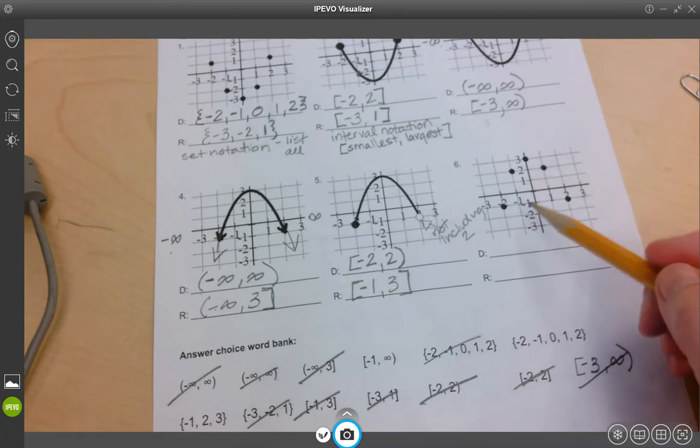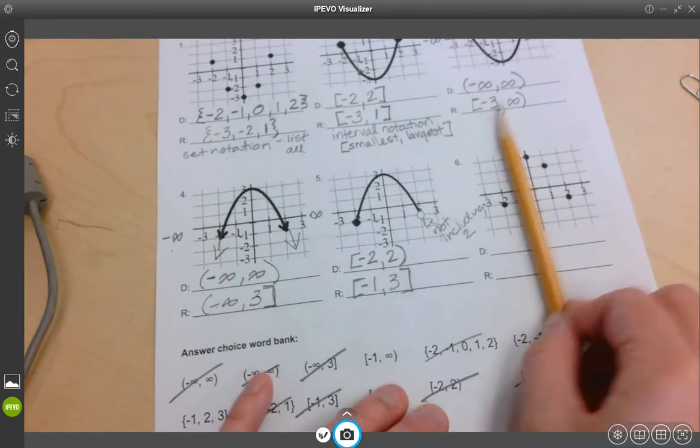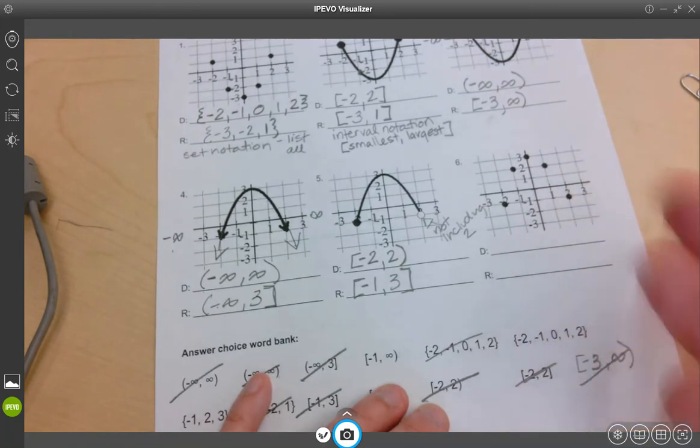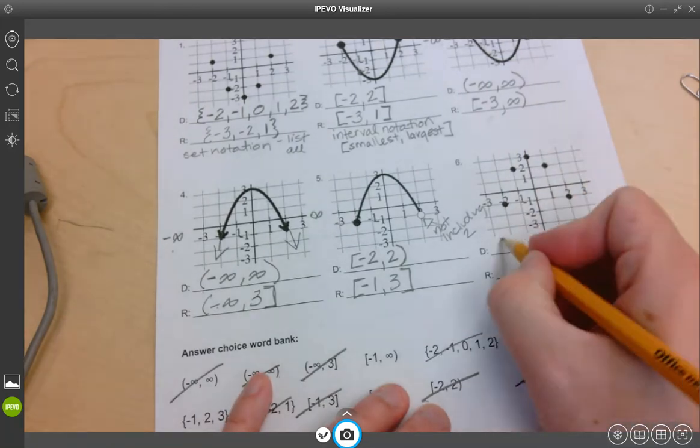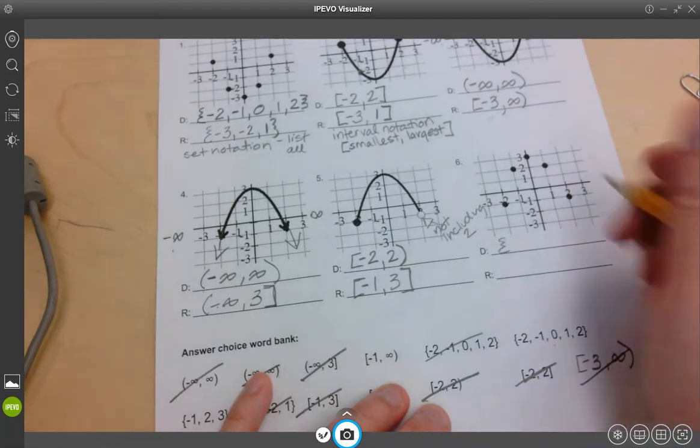All right, so for this one, for the domain, you should have been looking at the x numbers, -2, -1, 0, 1, and 2, which is right here. And notice that we're using set notation again because it's just points.